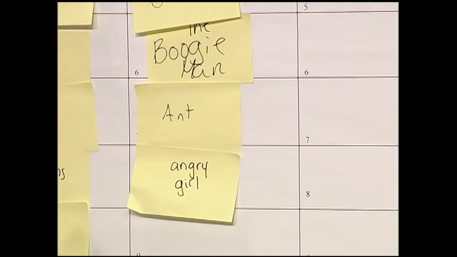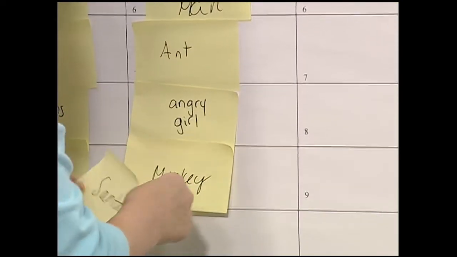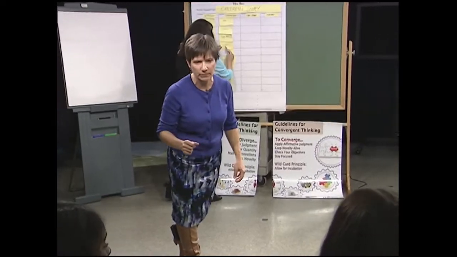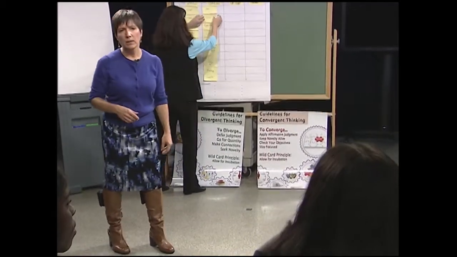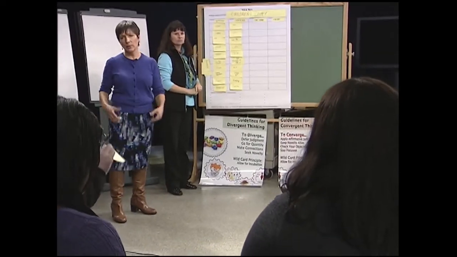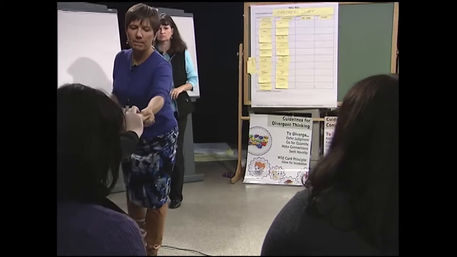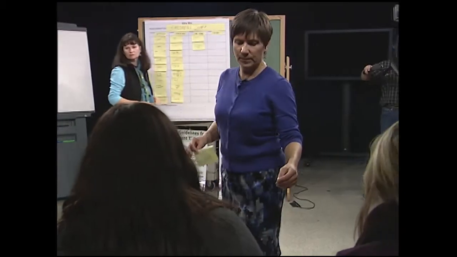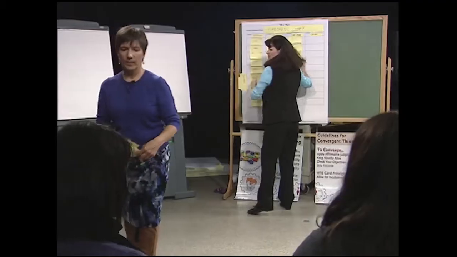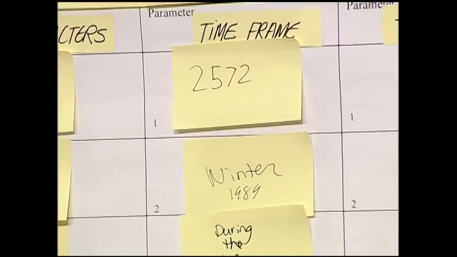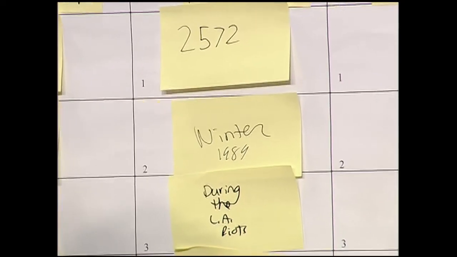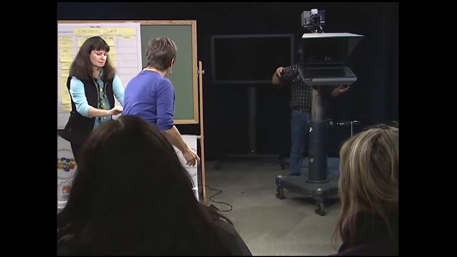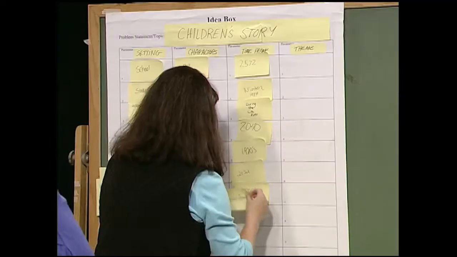Think about the time frames in which this story could happen. Now, could you tell us what you mean before you put down time frames? What do you mean by time frames? Present day, 1800s, you know, time frame. Okay, yeah. So when might it take place with regard to time? Winter 1989. 2572. 2040. During the LA riots. 2132. 1920. Great Depression. 1960s. Ancient Rome. Okay. One more? 2000.